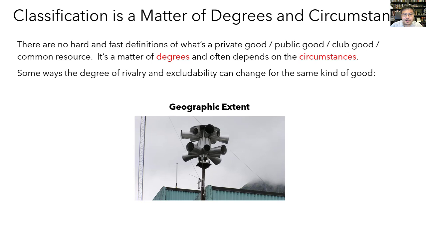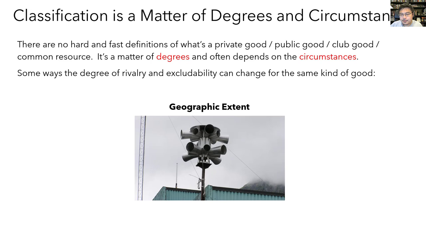Okay, first is geographic extent. Geographic extent can change the degree of rivalry and excludability for a good. So for our example, we said that tornado sirens are a public good. And that's indeed true. A tornado siren is indeed non-rival and non-excludable, but only for the community which is within its hearing range. But when we think about multiple communities that might span a large geographic area, then we can see that the non-rivalry and the non-excludability starts to break down, because across different communities, the tornado siren actually becomes rivalrous and excludable.